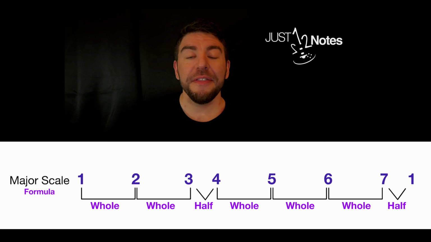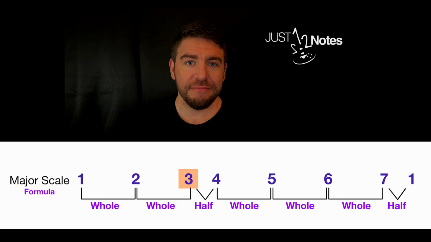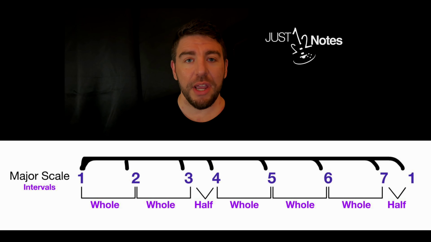Let's take a look. The major scale is a 7-note scale, and each scale degree is labeled as 1, 2, 3, 4, 5, 6, 7. Each scale degree represents its own interval relating back to the note 1.